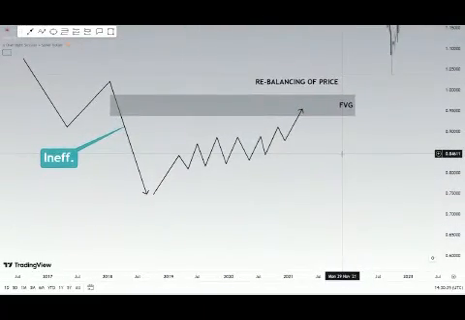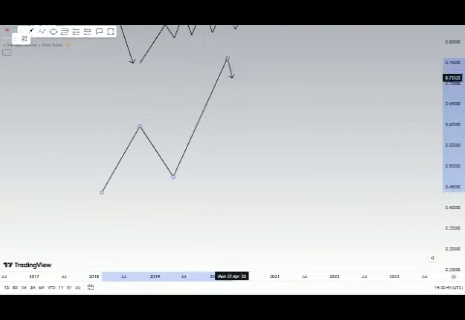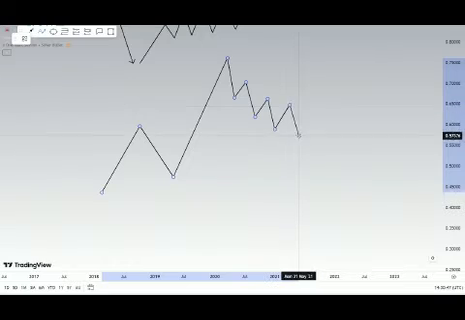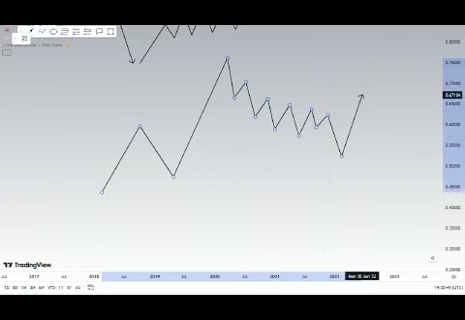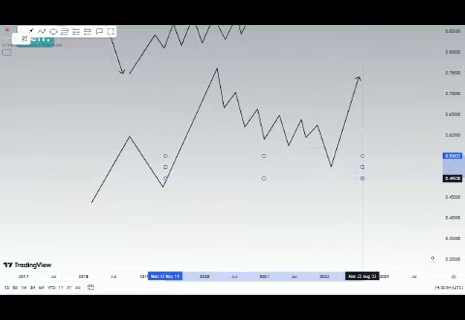A fair value gap is an inefficiency in price, and price will look to rebalance that in the future before continuing lower. Vice versa, if we're in an uptrend, we're going to see price give us a movement like this, and we will see price eventually come back down slowly before heading upwards again, right? So we're going to see a fair value gap here in this region.